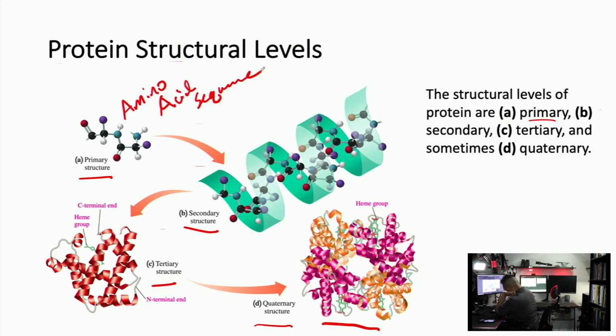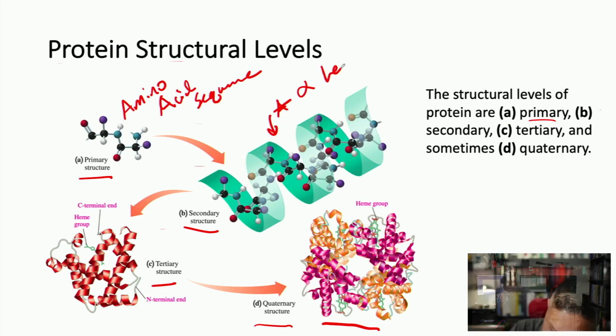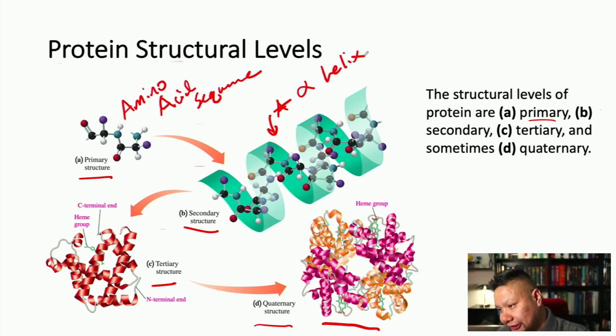And then the secondary structure, right here, is the alpha helix. Let me make an alpha, like a true Greek person there. There we go. The alpha helix, which could actually be a beta-pleated sheet too, right? These form with hydrogen bonding.